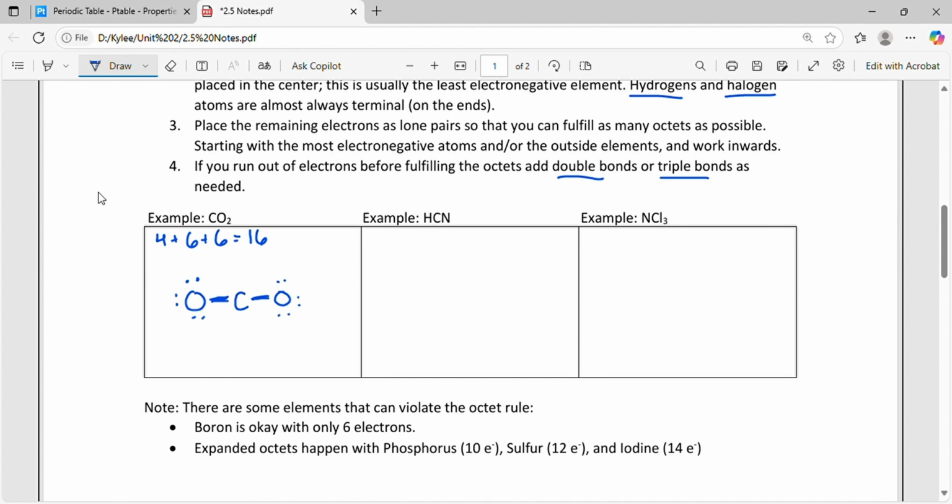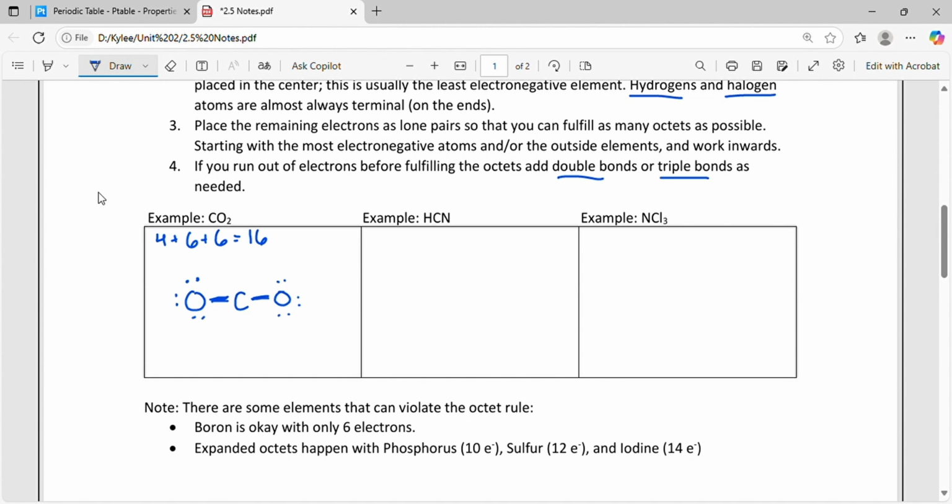At this point, we want to check to see if there are octets, so that every atom that needs an octet has an octet. The oxygens do have an octet. They're sharing 2, represented by this line here, and then they've got 6 lone pair electrons. So they have 8. Same thing for this oxygen over here on the left. We're sharing 2, and then it has 6. The atom that doesn't have an octet is carbon.